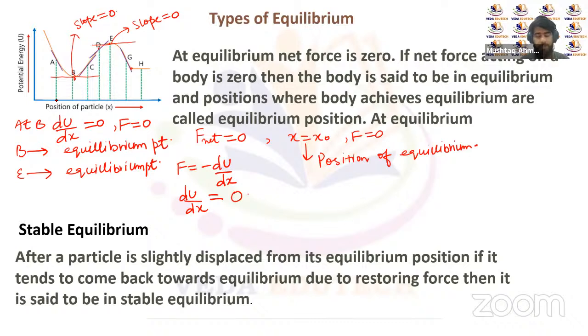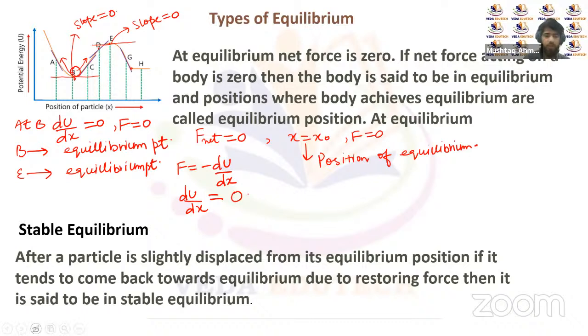Now the question is which position will be a stable position and which will be the unstable position. So we can say there are two types of equilibrium. One is the stable equilibrium, another is the unstable equilibrium. Let's suppose we place a ball at position B, and we displace this ball either towards the right or towards the left. If the ball comes back towards its original position, then we can say that this point is a stable point, and the position will be called the stable equilibrium position.